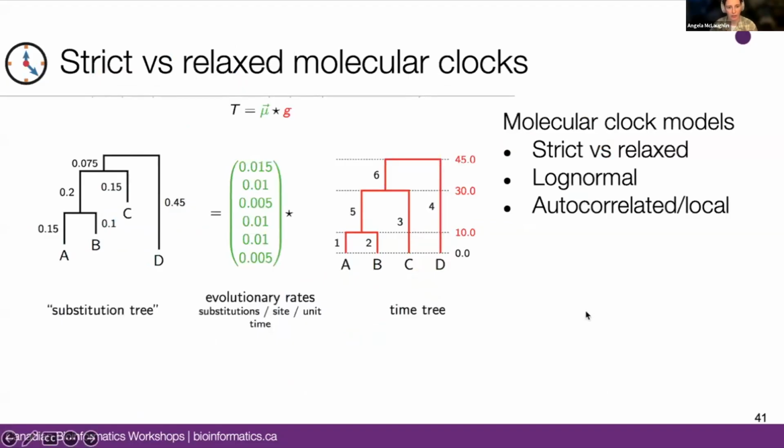A little bit on the strict versus relaxed molecular clock. We've talked about this a little bit already, but just in terms of what this would look like, this would be a depiction of a relaxed molecular clock where we have a range of values that are drawn from that log normal distribution, and those are applied on our sampled time trees.